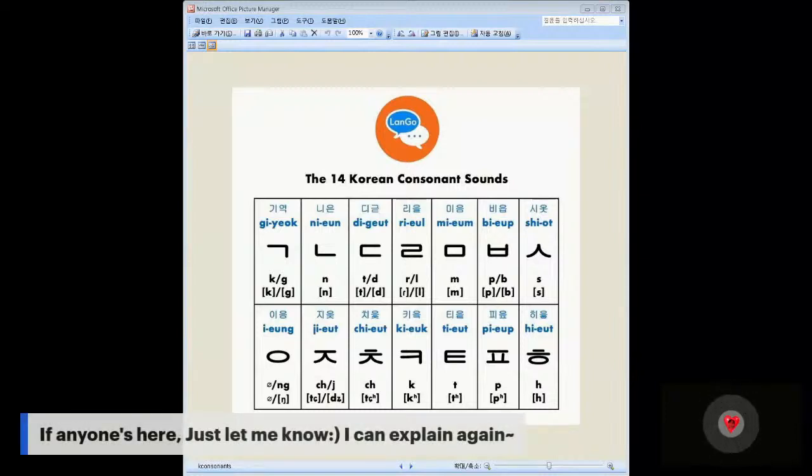So last time we studied vowels. So this time, this is consonant. Consonant, 자음. We say 자음 in Korean. So the 14 Korean consonant sounds. So these are consonants.